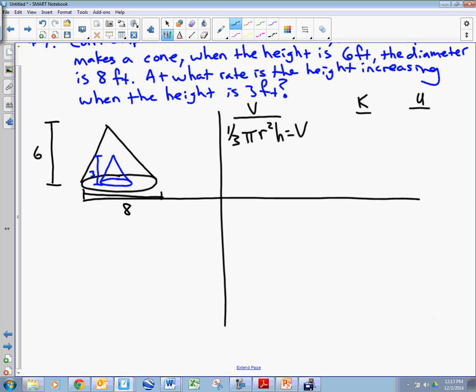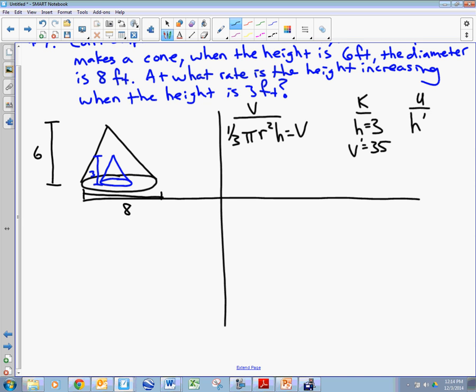Okay, so knowns and unknowns. What do we currently know with this problem? We know the height is 3. We don't know h prime, do we? That's what we're trying to find. It says, what rate is the height increasing? So we know that's what we're looking for. What else do we know? V prime is 3.5. What else? That's really all we know.